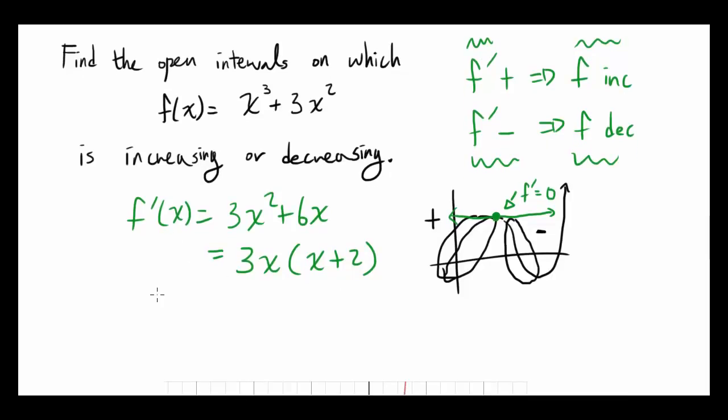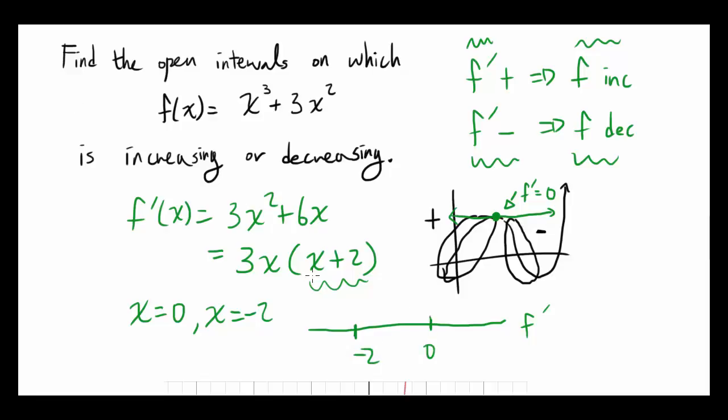In this case, f prime is going to be 0 when x is 0, or when x plus 2 is 0, or when x is negative 2. So we can make a sign chart for f prime. We know when x is 0, f prime is 0, and when x is negative 2, f prime is also 0. So let's see what the signs of f prime are in between these 2 points: before negative 2, between negative 2 and 0, and after 0.